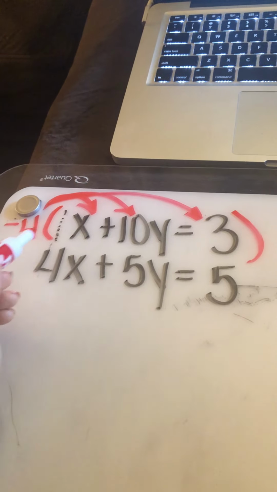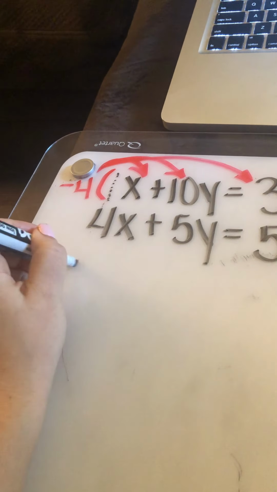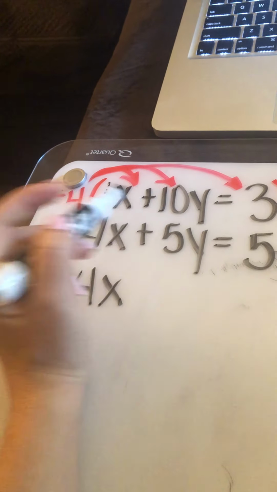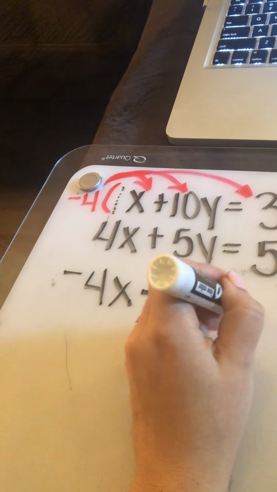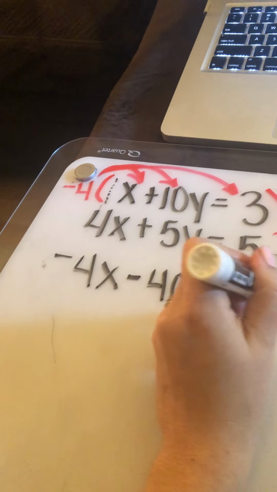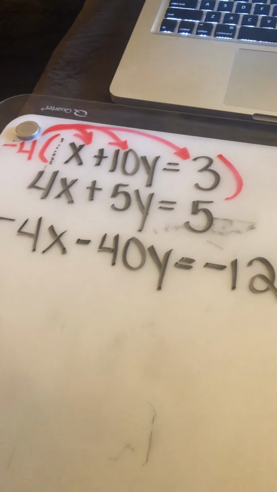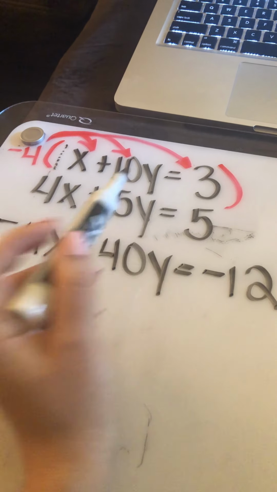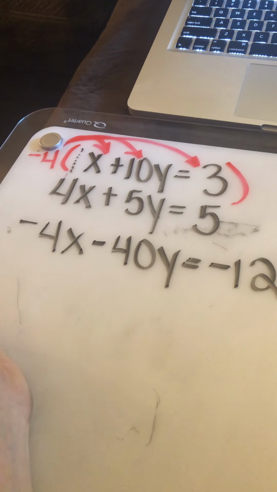So -4 times x will give me -4x. -4 times 10y will give me -40y. And -4 times 3 will give me -12. Some of you might have wanted to multiply the bottom one by 2 to make these 10s match up. You could have definitely done that too. I'm just choosing to do the -4 instead, okay?